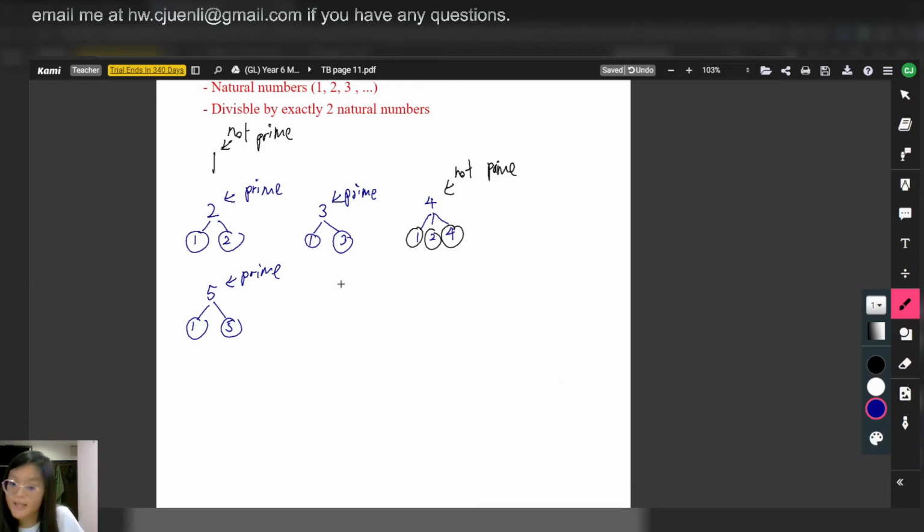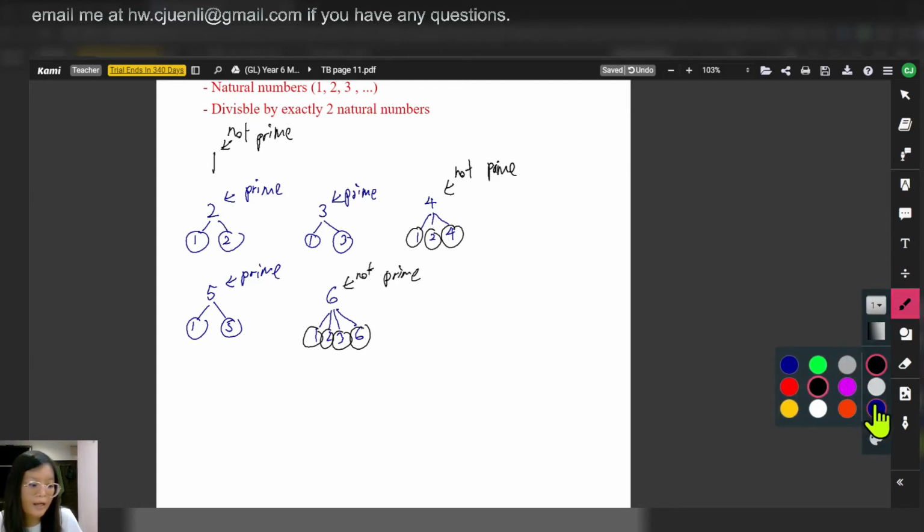Now let's look at 6, shall we? So 6, well, 1 times 6, you have 6. What other numbers do we have? Let's see. We have 2 times 3. That's also one of it. So we actually have 4 natural numbers right over here. 4 natural numbers. So does that make it a prime number? Well, no, it's not a prime number, right? So over here, not prime.